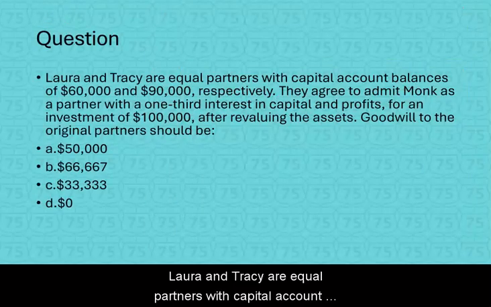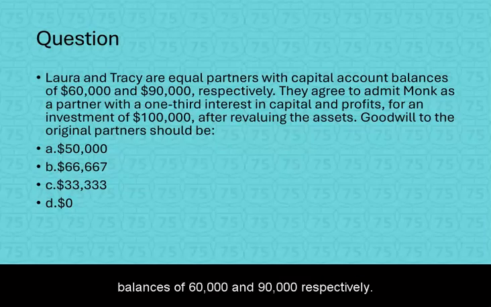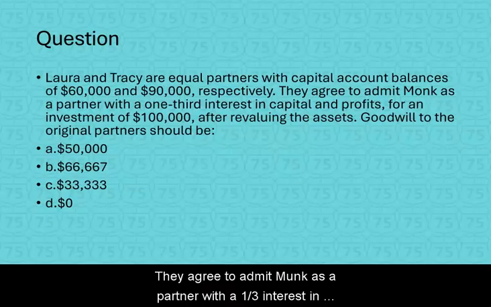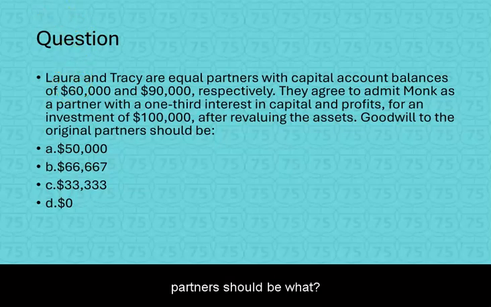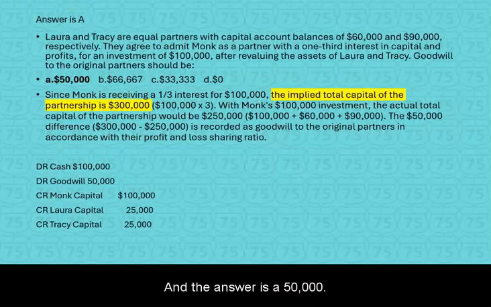All right, Laura and Tracy are equal partners with capital account balances of $60,000 and $90,000 respectively. They agree to admit Monk as a partner with a 1/3 interest in capital and profits for an investment of $100,000 after revaluing the assets. Goodwill to the original partners should be what? And the answer is A, $50,000.